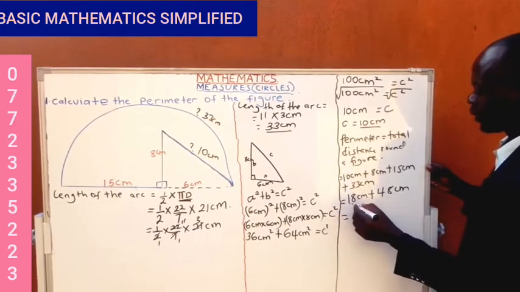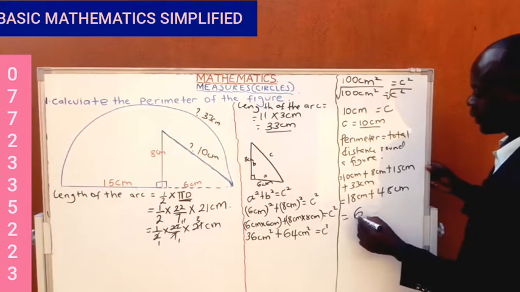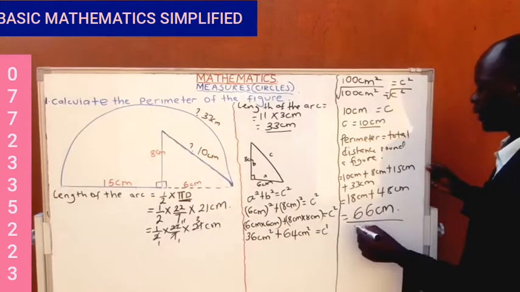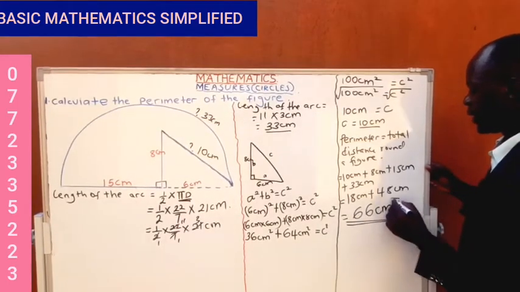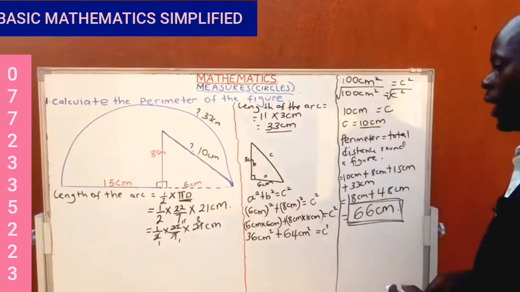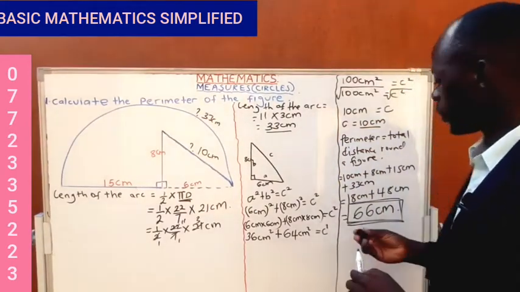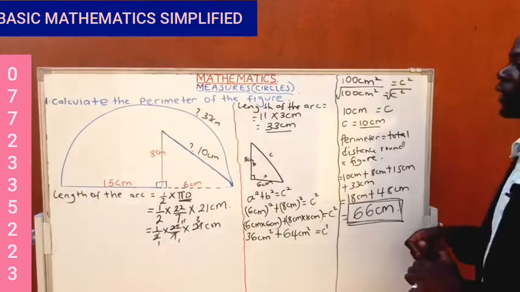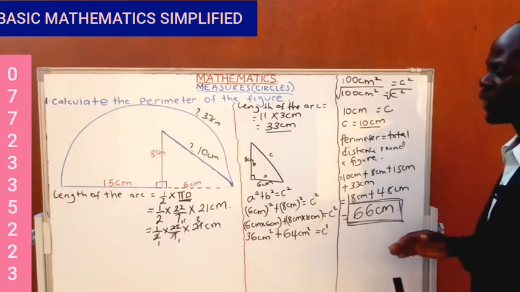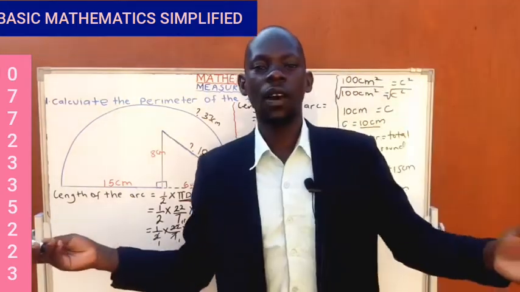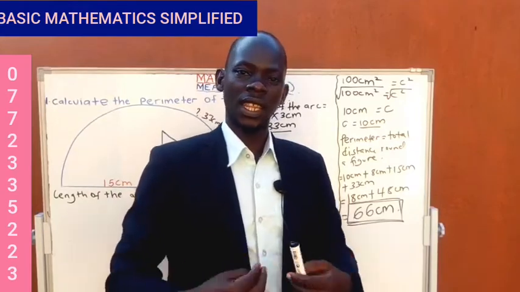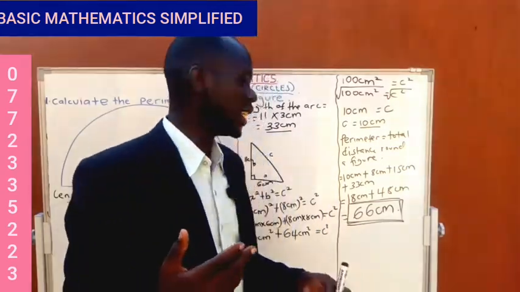So which answer do you have there? 66 centimeters. That is the distance round that given figure. So that is how we will calculate it. If you are given such a question to work out, you realize that it's just something very simple, as long as you are able to identify the missing side by following the procedure and the method required.